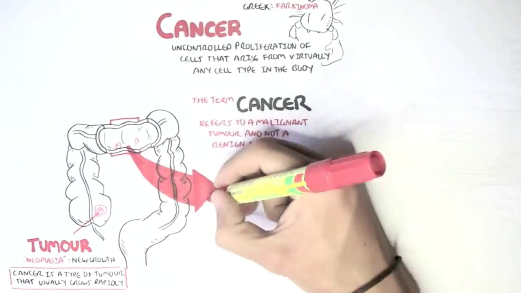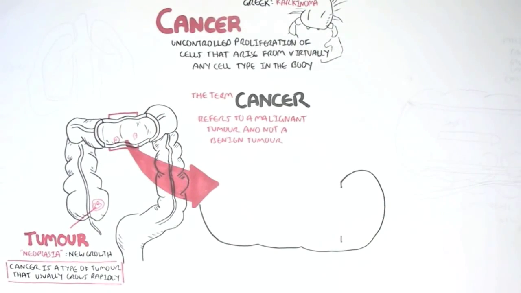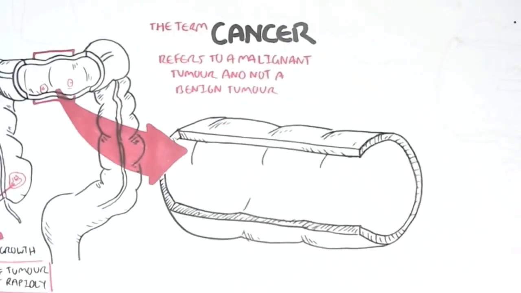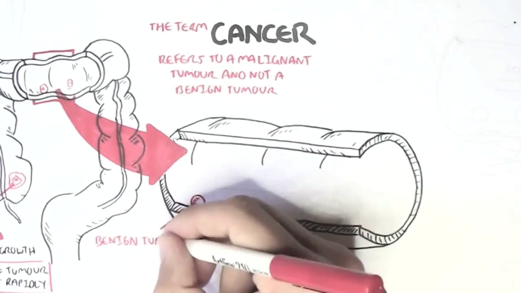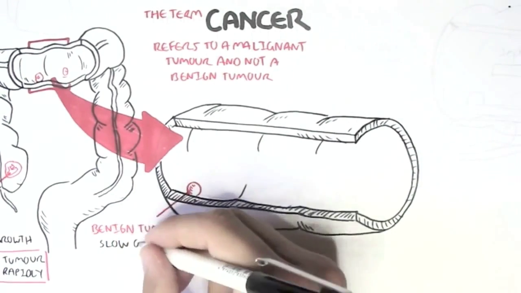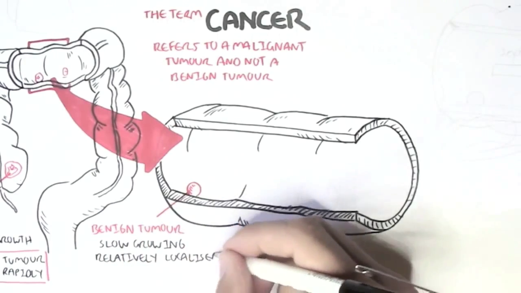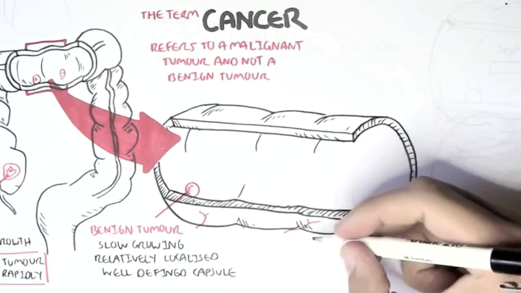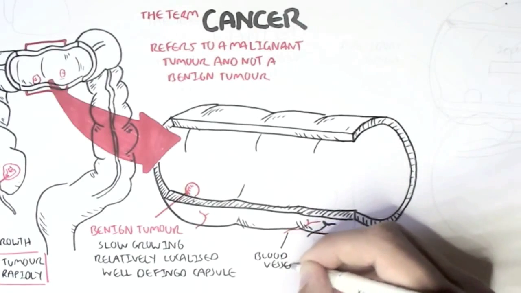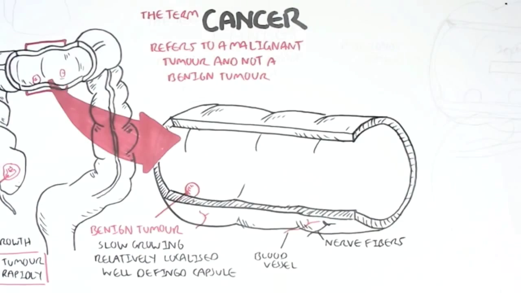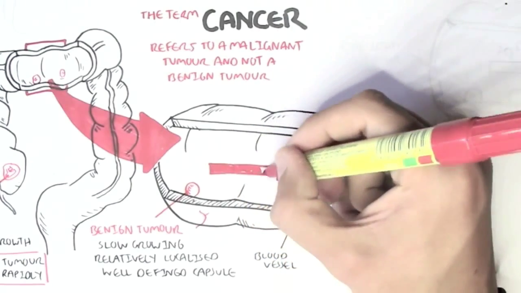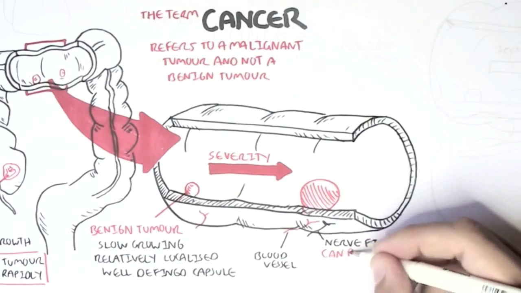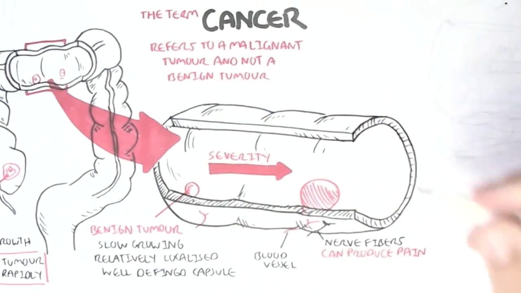Well, let's have a closer look at the colon tumors here and see if we can differentiate it. So here we have a section of the colon. This tumor here, let's just say, will represent a benign tumor. Now, a benign tumor is slow growing. It is relatively localized and has a well-defined capsule, so it doesn't really break off. The colon naturally has a blood supply and nerve innervation, shown here. Of course, a benign tumor is not very dangerous, but as it grows, it can increase in severity because it can start pressing against nerve fibers, for example, and can produce pain. But other than that, benign tumors are not cancerous.